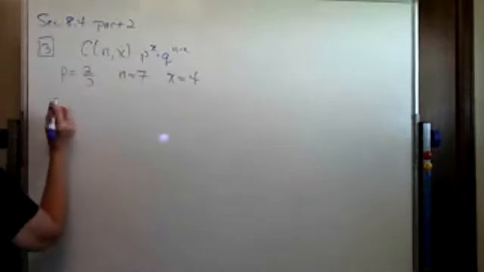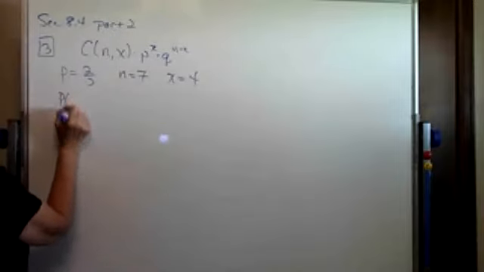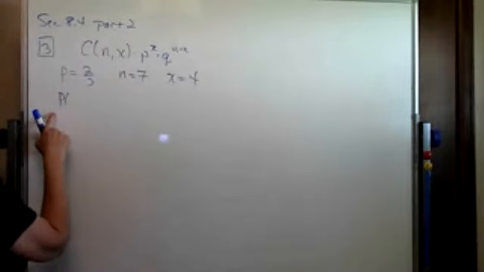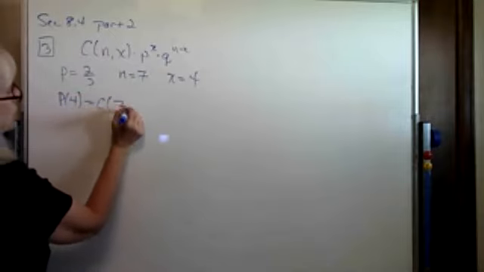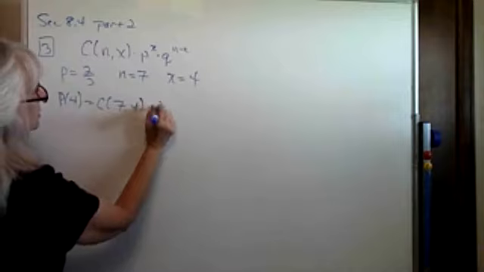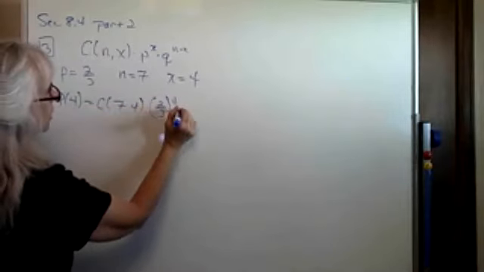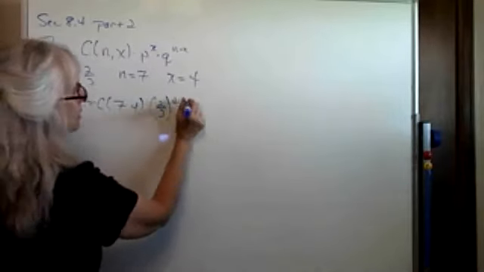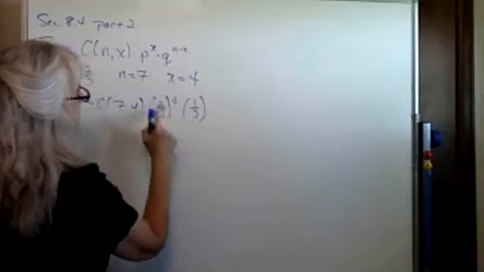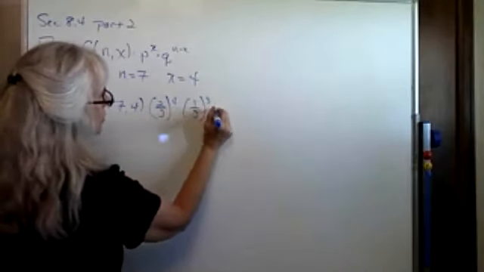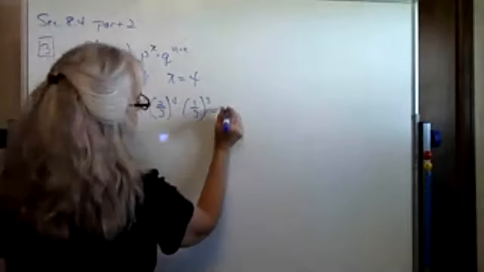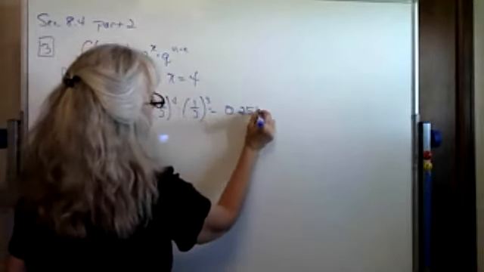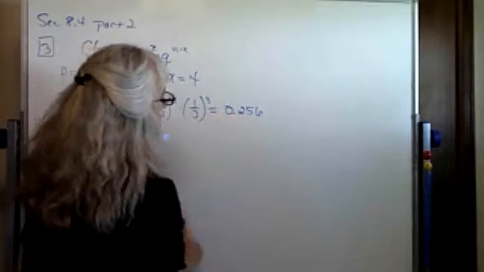So the probability then, and if you want to label it further, you could call it just probability of 4, because that's what we're looking for. So it would be the combination of 7 choose 4 times the 2/3 raised to the 4th power. Q again is going to be the complement, which would be 1/3, raised to the 7 minus 4, which is the 3rd power. Then you head to your calculator, number crunch that through, and you should end up with 0.256. And hopefully you are number crunching to make sure you get my answer.